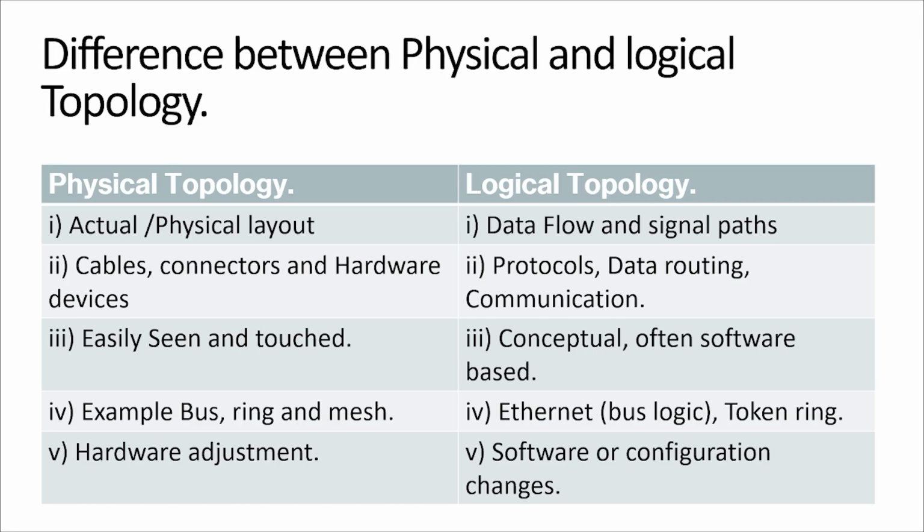Okay, let's see the difference between physical and logical topology. Physical topology is the actual physical layout, but logical topology is only about data flow and signal path. Physical topology is about cables, connectors, and hardware devices, but logical topology is about protocols, data routing, and communication. Physical topology is easily seen and attached, but logical topology is conceptual, often software-based.